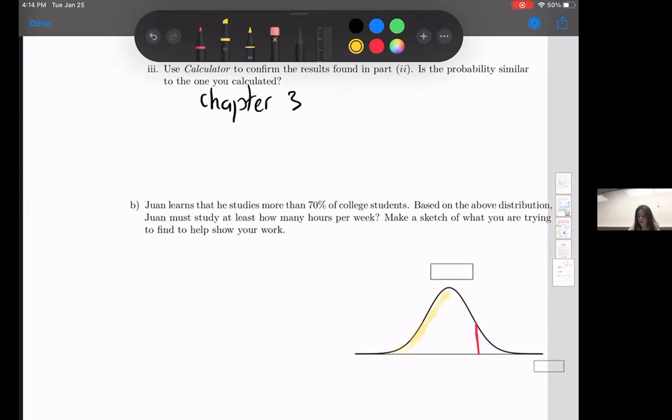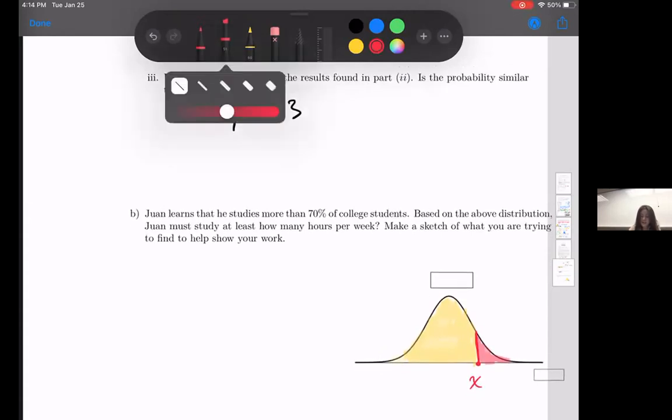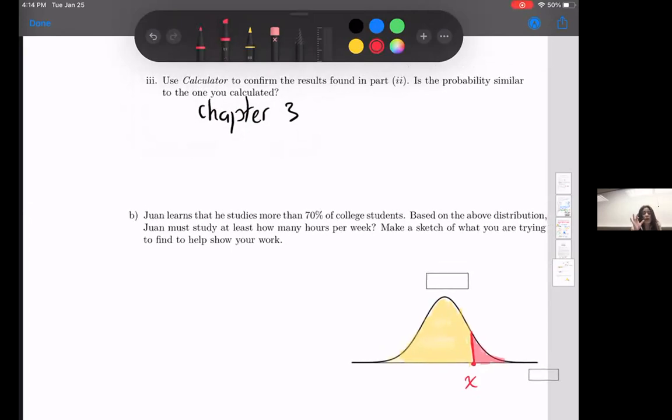So from left to right, this is 70%. Juan is in the right tail, yeah? Because he studied more than 70%. So right here is Juan. I'll put X. Okay, so let's do this. What are they asking again? What's the final letter that we solve for here? X, right? The number of hours that Juan spent studying statistics.